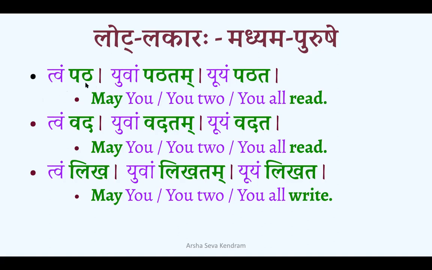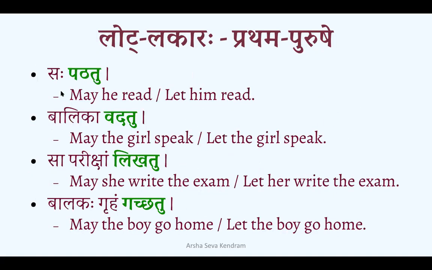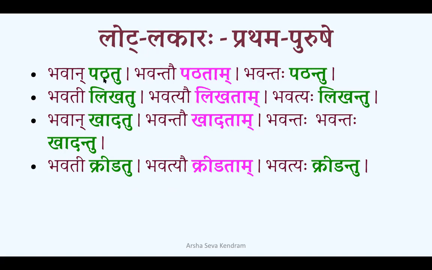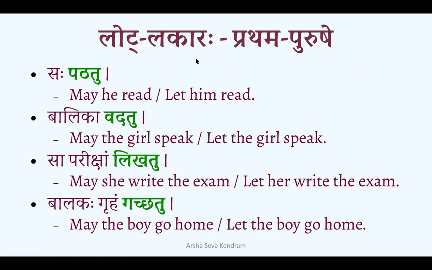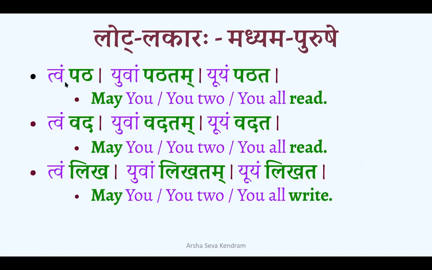So Tvam Patha. May you read. Yuvam Pathatam. May you two read, or you two read. Yuyam Pathata. You all read, or may you all read. So here it's the actual Madhyama Purusha. In previous slides, when we use Bhavan or Bhavati, it's the Prathama Purusha form. But because this is Prathama Purusha, we could also use Sah, Balika, Sa, Balakaha, etc. Here, Tvam, it's Madhyama Purusha, so it always addresses somebody who you are talking to.